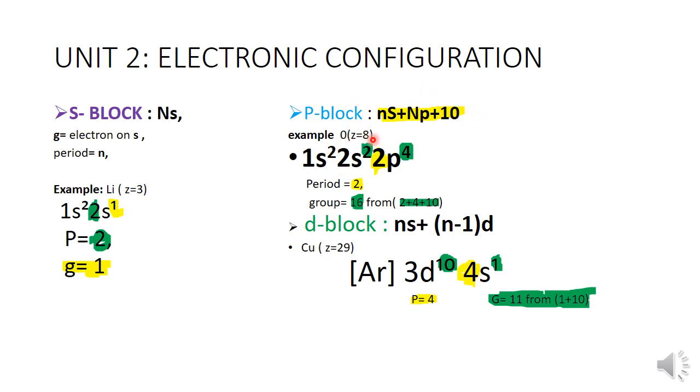Example, oxygen, it has atomic number 8. Then you have 1s2, 2s2, and 2p4. Then you are going to find the period. The period is 2. What about the group? We take this 4 plus 2, which is equal to 6, plus 10, equal to 16. This is how to find a group.